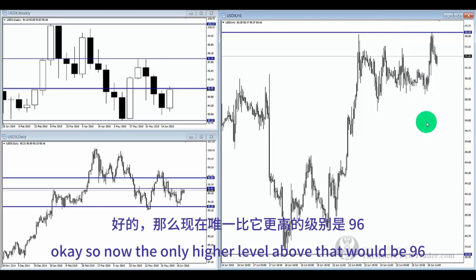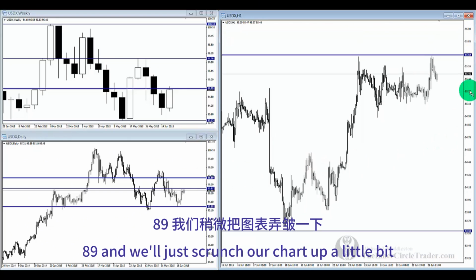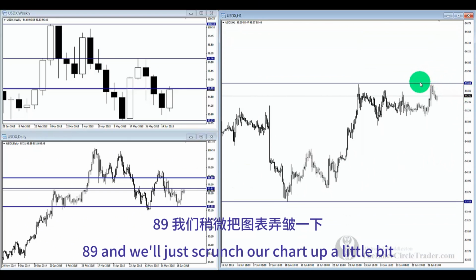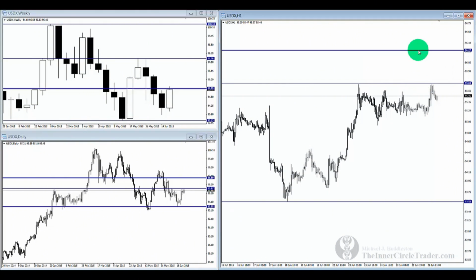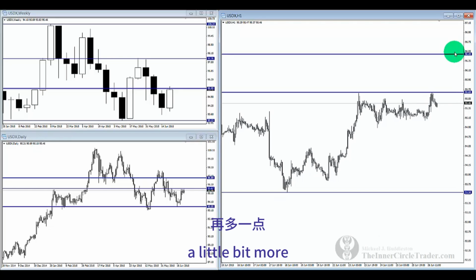Now the only higher level above that will be 96.89, and we'll just scrunch our chart up a little bit, a little bit more.